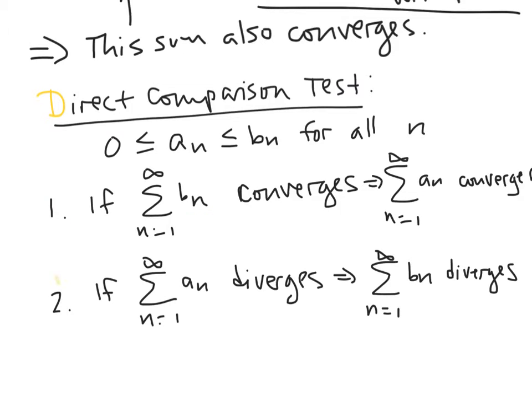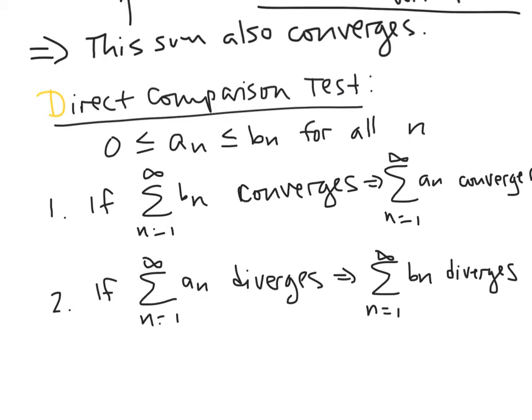Conversely, let's consider case 2. In case 2, we say that the sum of the a sub n terms diverges. This means that if we add them all up, it adds up to infinity. Since the a sub n's are smaller than the b sub n's, if we add up the b sub n's in the second sum, it must also add up to infinity.